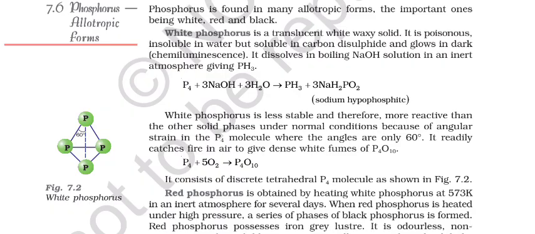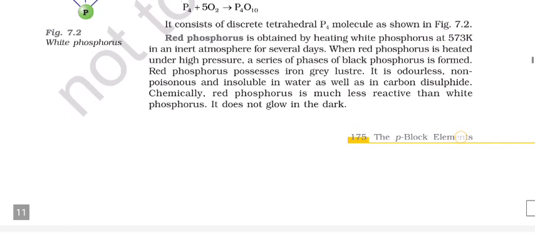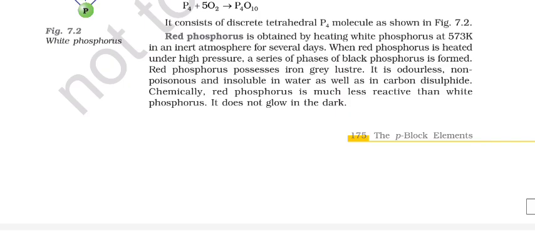Under normal conditions, because of angular strain in the P4 molecule, where the angles are only 60 degrees, it readily catches fire in air to give dense white fumes of P4O10. P4 plus 5O2 gives P4O10. It consists of discrete tetrahedral P4 molecules as shown in figure 7.2.